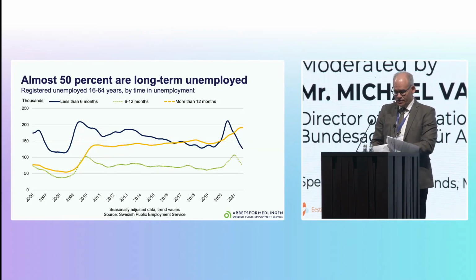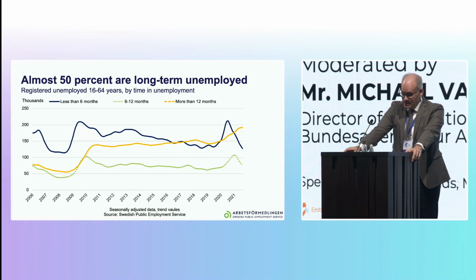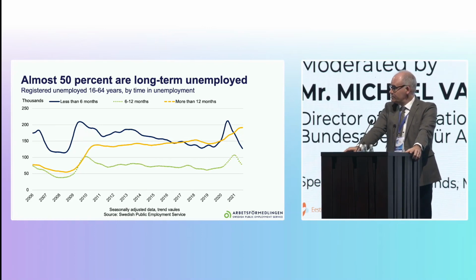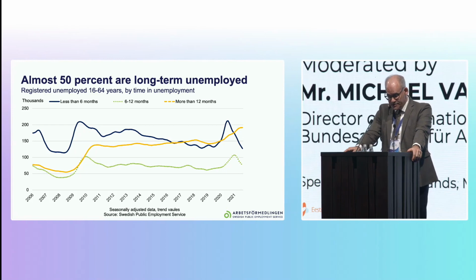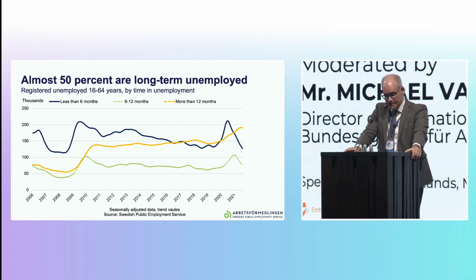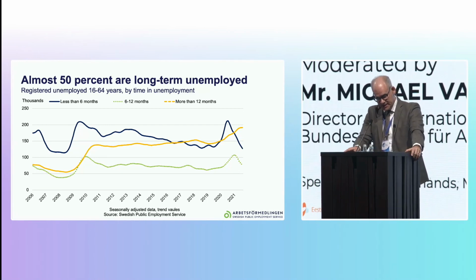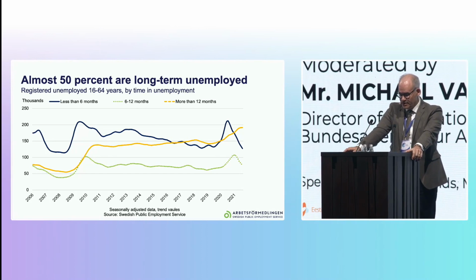On this slide, I just want to show in more detail this imbalance that I talked about on the Swedish labor market. Here you see the situation over time, looking back from 2006 to 2021. You have three lines. The solid line is those with less than 6 months of unemployment. Then you have the dotted line, those with 6 to 12 months of unemployment. And the dashed line is more than 12 months.